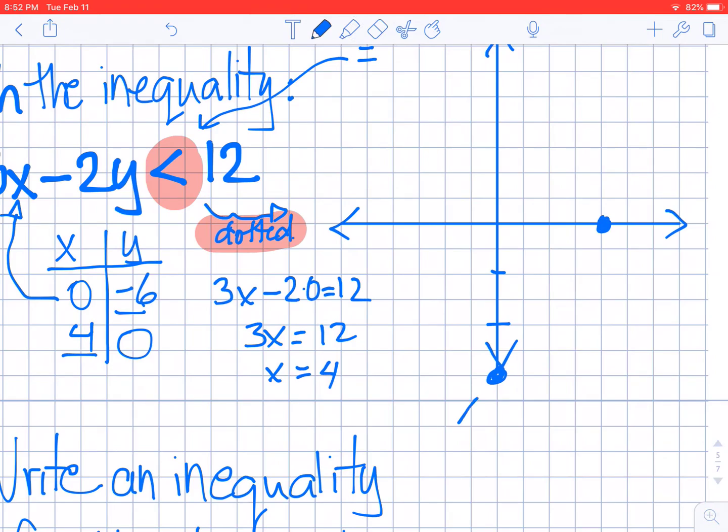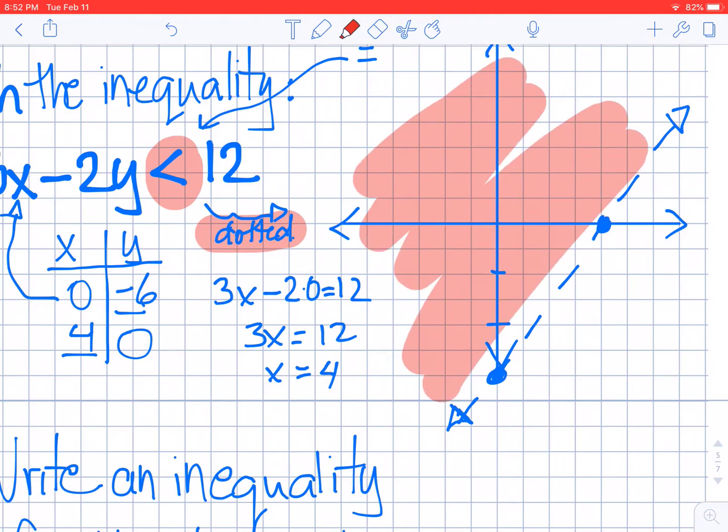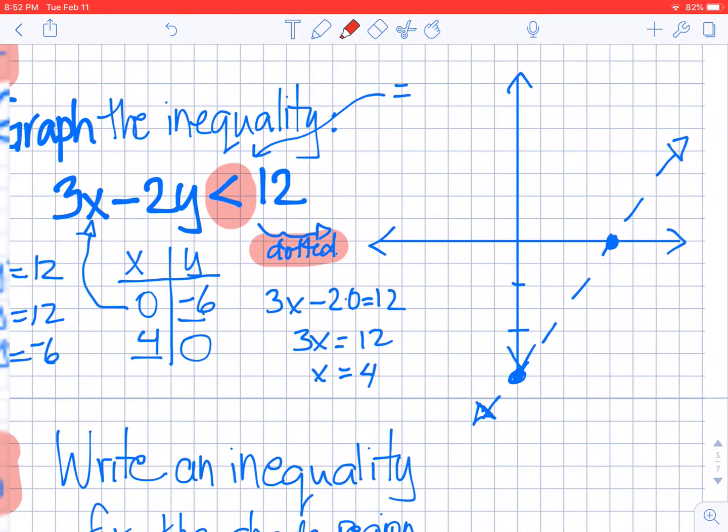So do your best to draw a nice dotted line, because we cannot be equal to those values, which would create the table. And now we need to shade. If the bell rings and you have to shade quickly, it's a 50-50 shot. Either you shade above or you shade below. Since we have a little bit of time, we're going to pick a point and test a point.